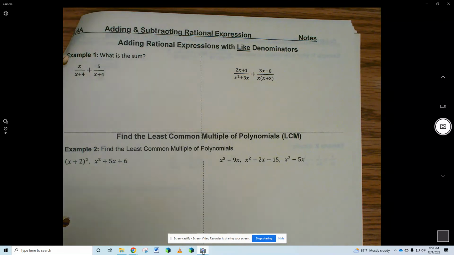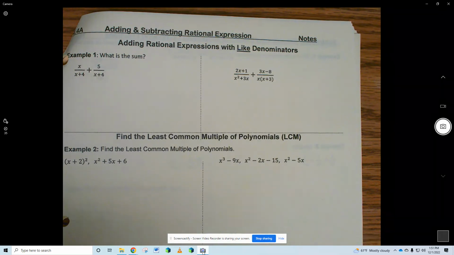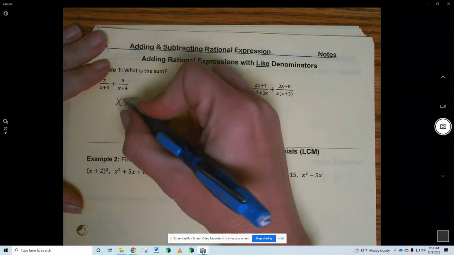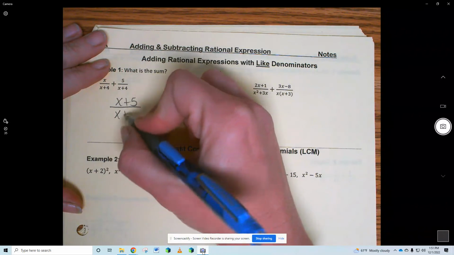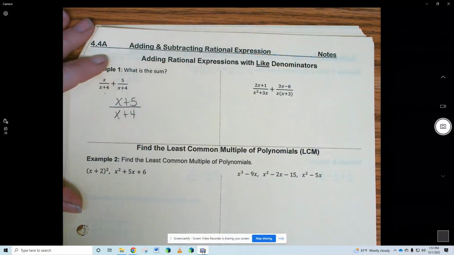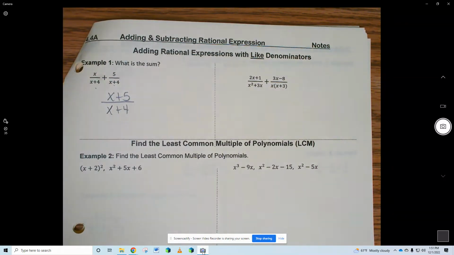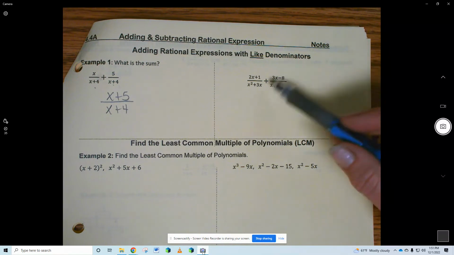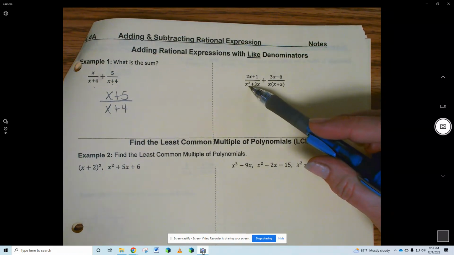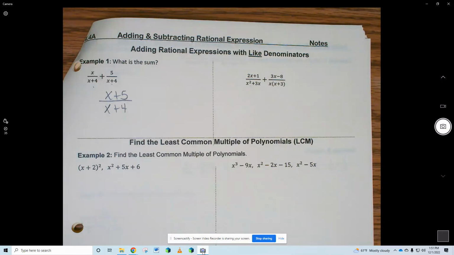All right. First one. What'd you get for the numerator? If the denominators are already the same, what did you do? Just add them. X plus 5, and we only write the denominator once because it's a common denominator. When the denominators are the same, you only focus on the numerators. Okay, now do this second one, noticing the x squared plus 3x has something special about it. So go ahead and work on that second problem of number 1.